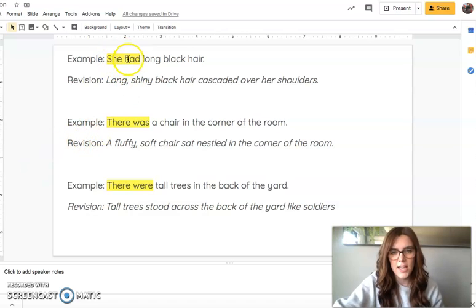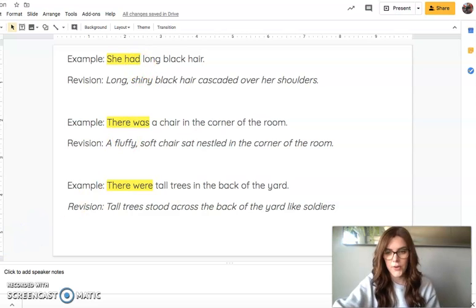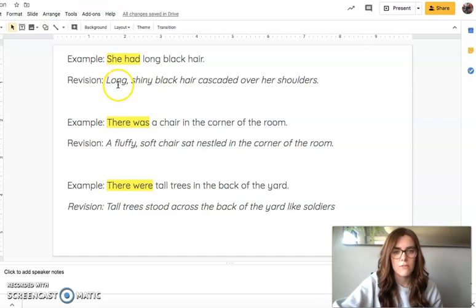So we have "she had long black hair." Again, "she had" is just like the previous example of "he had," very repetitive. In order to change that up, we're going to start by describing the hair, okay? And then adding a verb to describe the hair even more. So we have "long, shiny black hair cascaded over her shoulders."